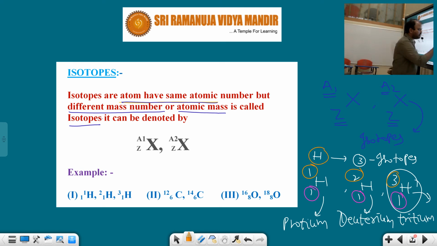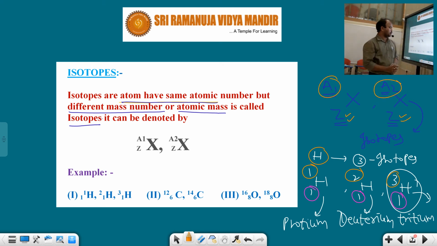For which element have we written this? We have written these isotopes for hydrogen. That's why these are called hydrogen isotopes. Hydrogen mainly has three isotopes: protium, deuterium, tritium. How can we recognize an isotope? They have the same atomic number but differ in mass number. They are called isotopes. Here I have given an example. I had already explained this one.